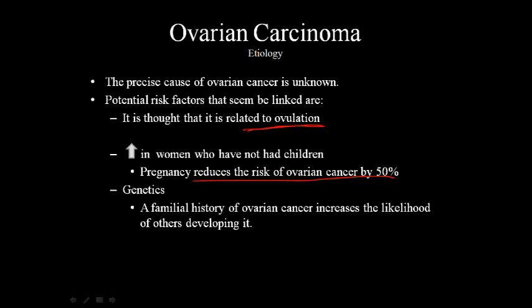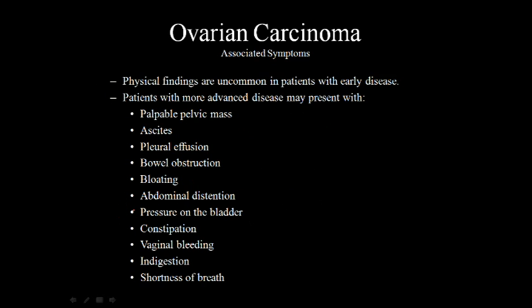Genetics. A familial history of ovarian cancer increases the likelihood of others developing it. So if you have a family member who has had ovarian cancer, then there's a possibility that it could be passed on to you. That kind of makes us believe that there is maybe a strong genetic history for this.